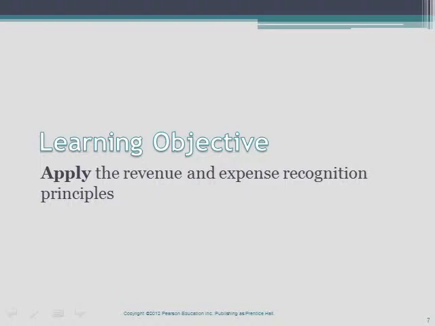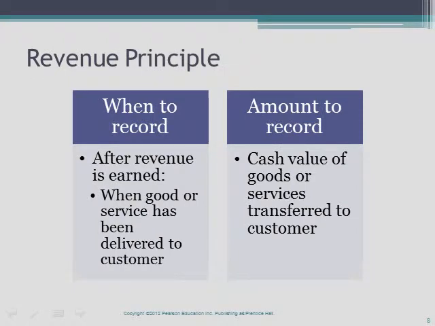So the second thing we want to talk about tonight is how to apply revenue and expense recognition principles. The revenue principle deals with two issues: when to record revenue, that is, make a journal entry to record revenue, and the amount of revenue to record. When should you record revenue? After it has been earned and not before.